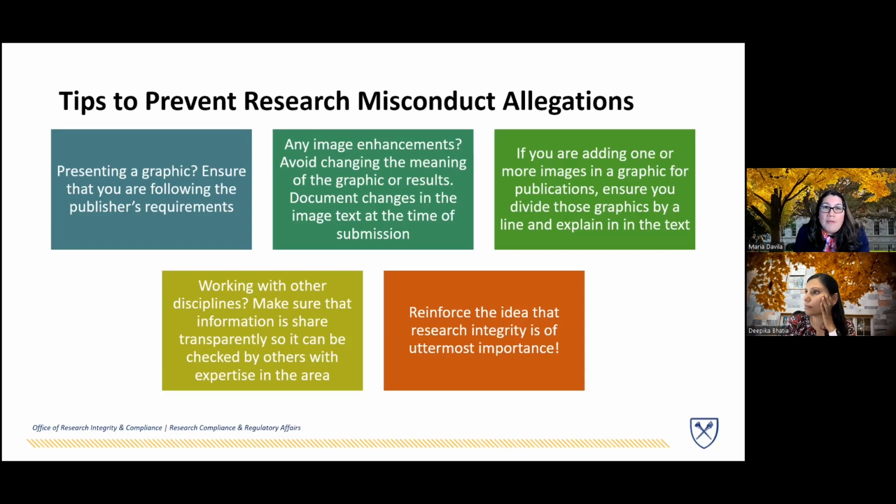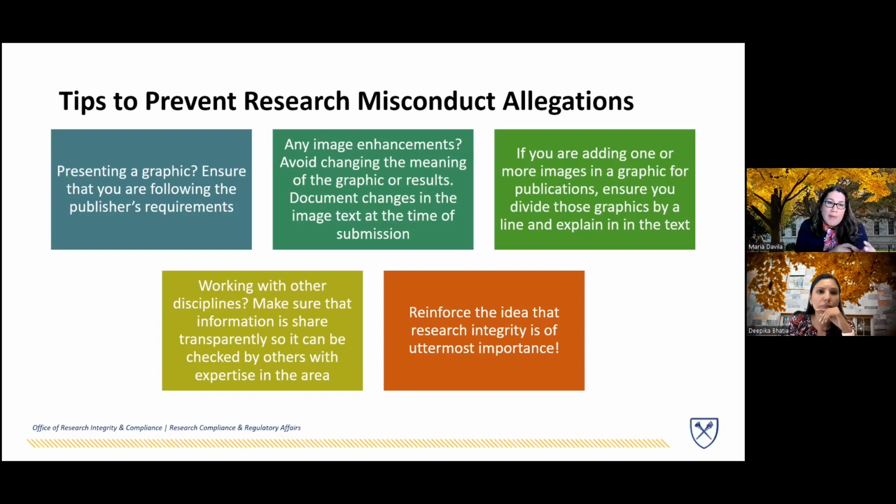Another thing is image enhancements. In general, we understand that sometimes you may need to take a graphic and emphasize an area that you want to draw people to. But if you're changing the image so much that the meaning of the information changes, that could be, or definitely will be, a problem. And any type of change to an image, even simply copying and pasting, or maybe just cropping an image, we understand is sometimes adequate because you have certain space in a publication to present your image. So we understand that sometimes happens.